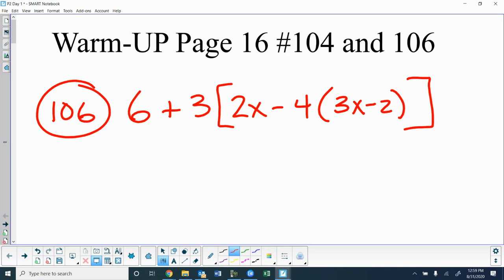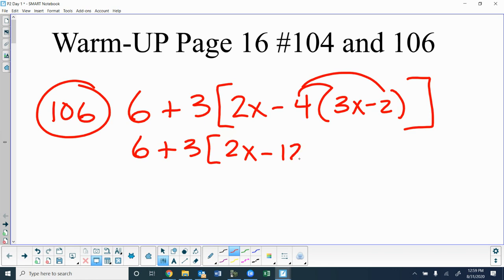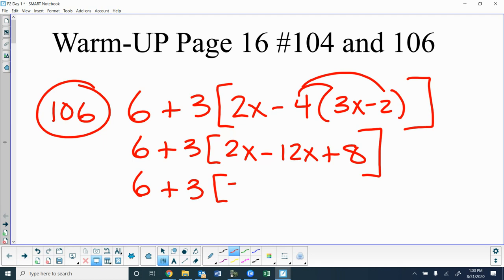Can I subtract 2 from 3x? No. No exponent, so then I go to multiplication, which is right here, and distribute. So -4 times 3x and -4 times -2, positive 8. Here I got like terms. So now I'm looking at the brackets, my grouping symbol. And that's a -10x when I combine those like terms.